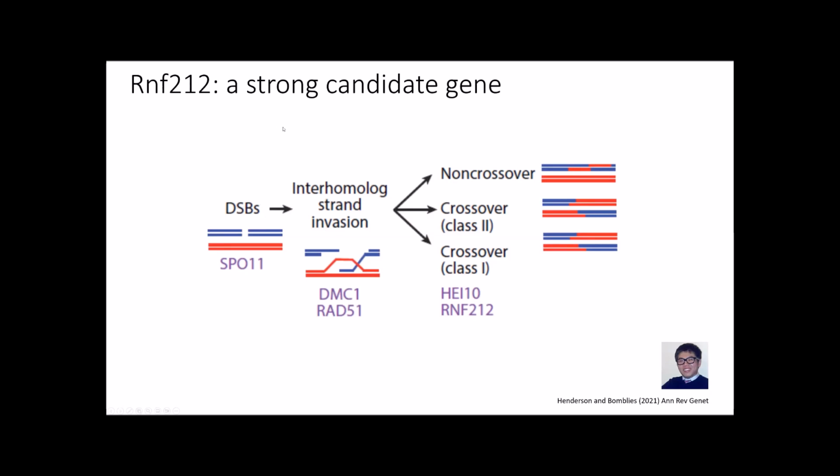And that is RNF212, which is known to resolve double-strand breaks into crossovers. And some of you may know that there's been interesting work using the very large pedigrees in Iceland in humans that has associated RNF212 with natural variation in the recombination rate. So perhaps we're seeing something similar happening in mice, but we need to test this functionally before we can say for sure.